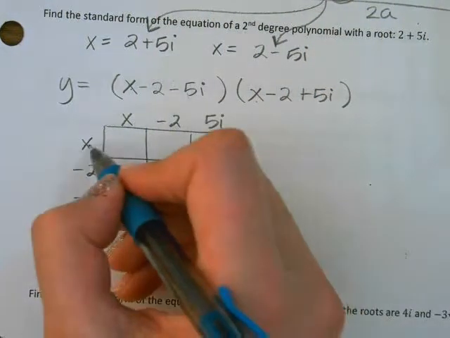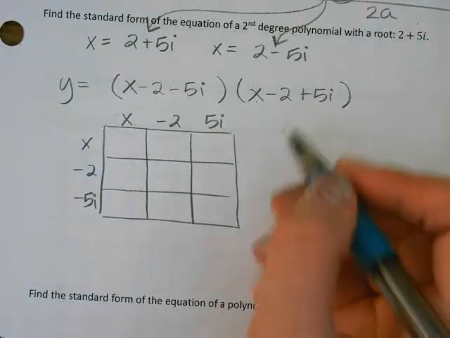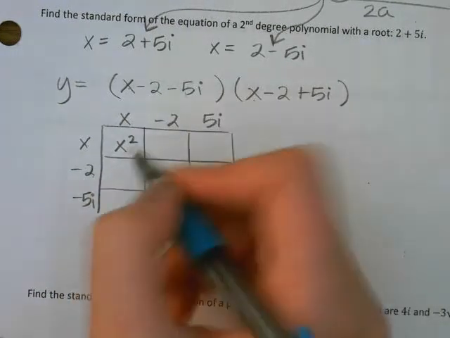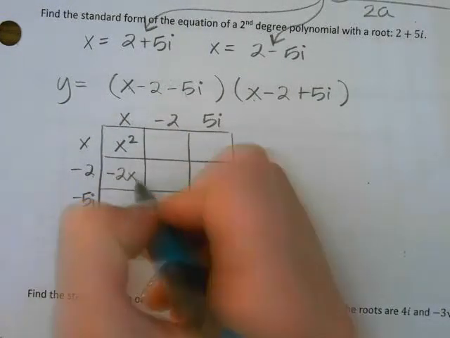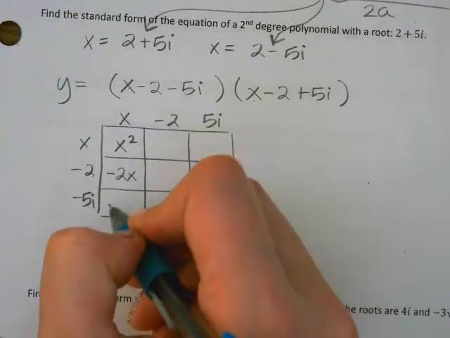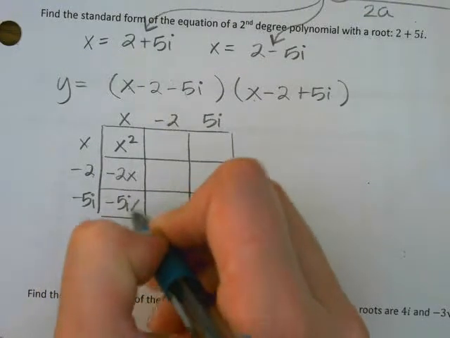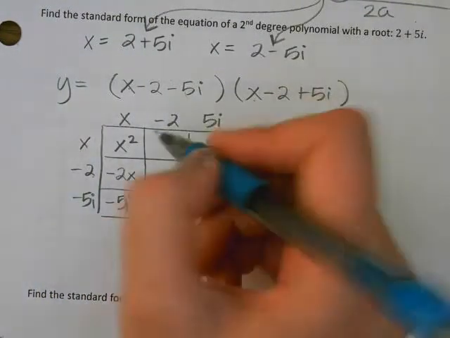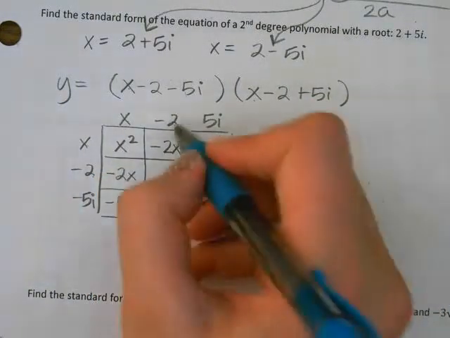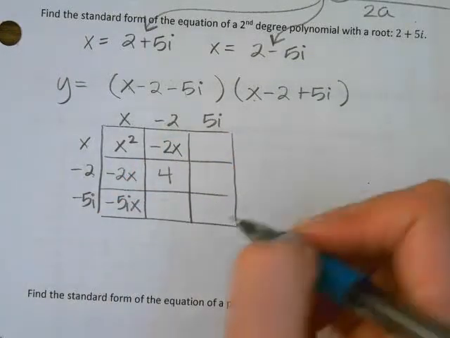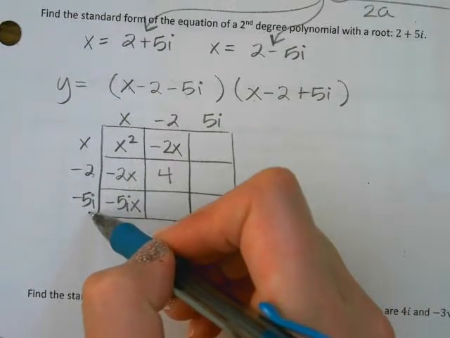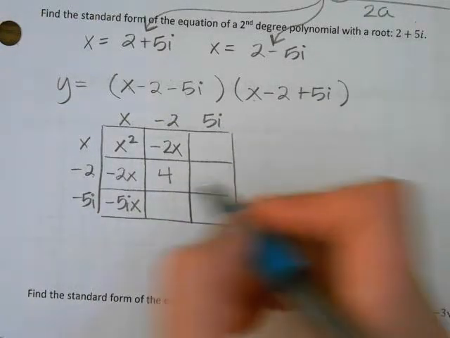So we have x times x, and x times negative 2, and x times negative 5i, which is our first messy thing. So we got negative 5ix for that. 2 times x, negative 2 times negative 2, negative 2 times negative 5i. What does that give us? Negative 2 times negative 5i. 10i, good.